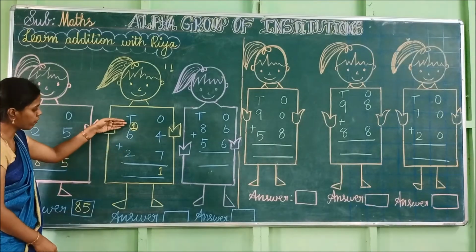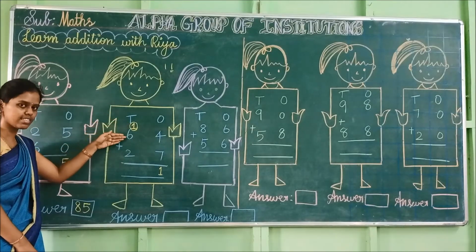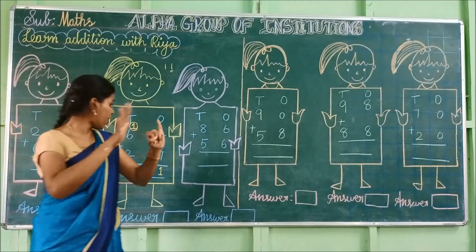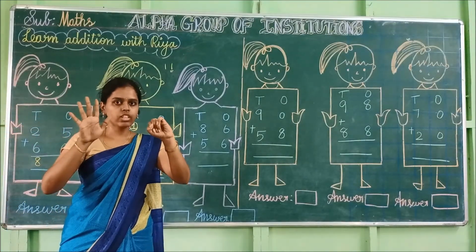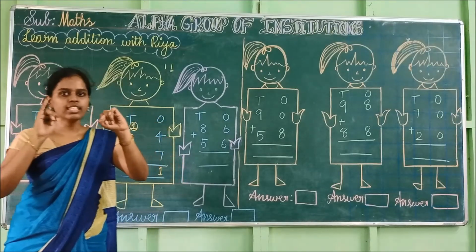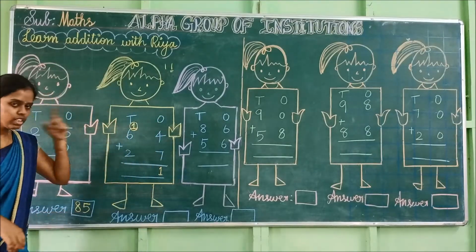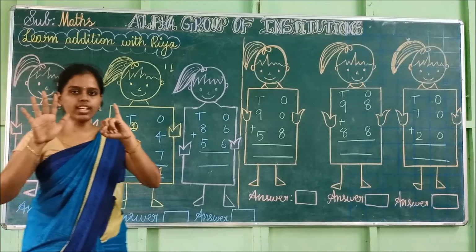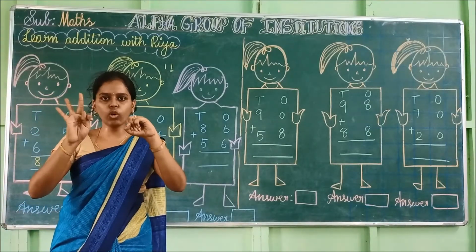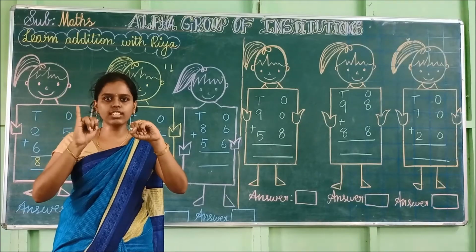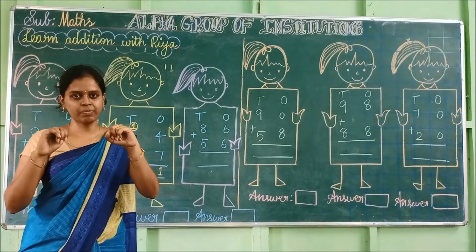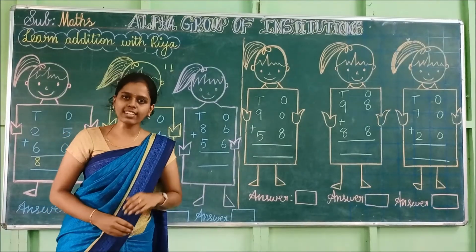Okay, so first we are going to add 1 and 6. Keep 1 in the mind, take 6 in the fingers. After 1, 2, 3, 4, 5, 6 and 7. We have got the answer as 7.